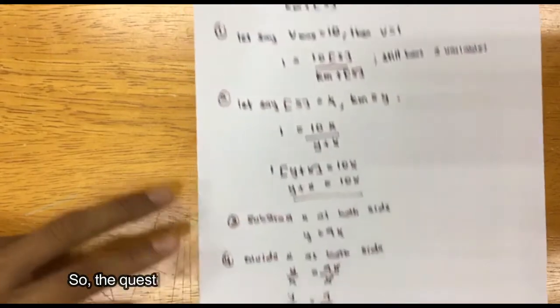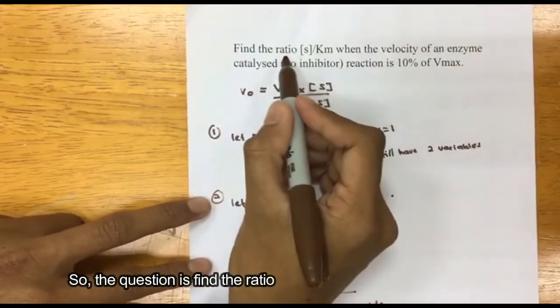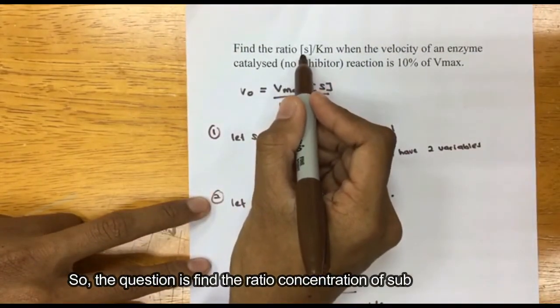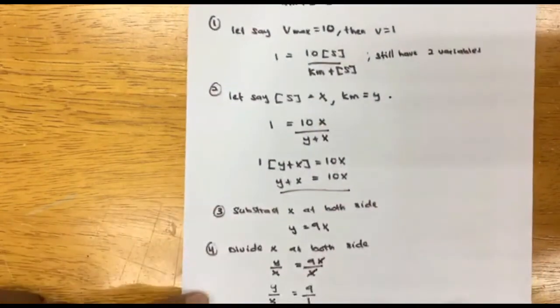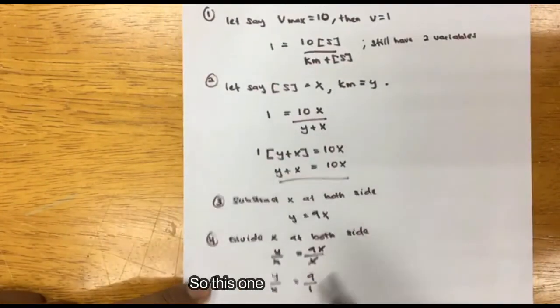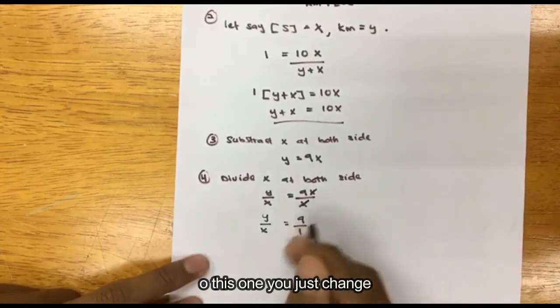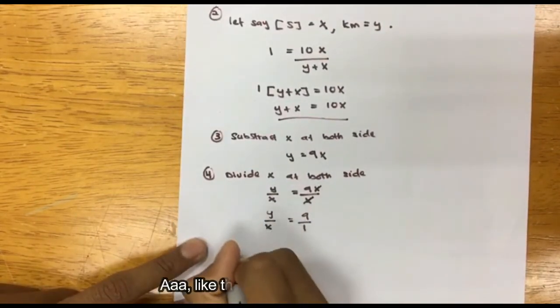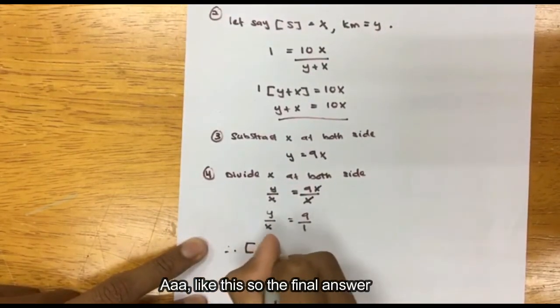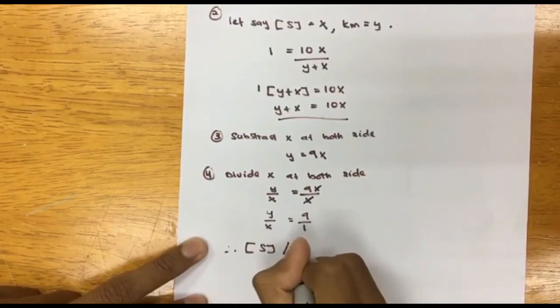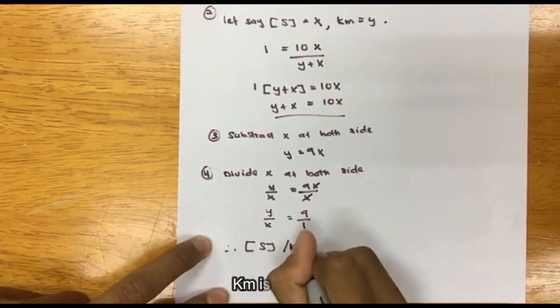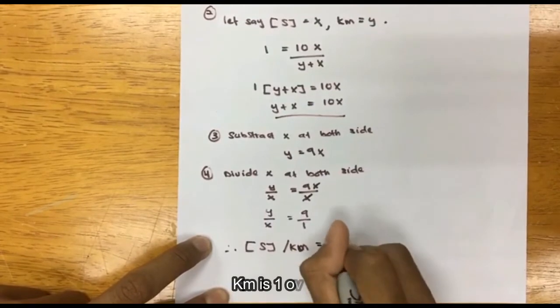So the question is to find the ratio of concentration of substrate to Km. So this one you just change like this. So the final answer is the ratio of substrate concentration to Km is 1 over 9.